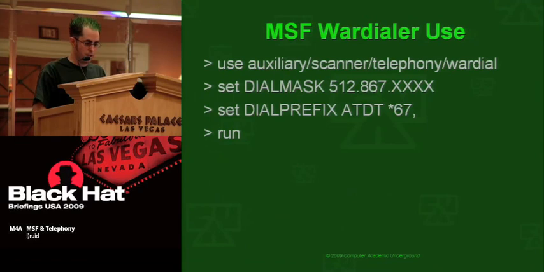So the way you use it is it's set up as an auxiliary module. So you use auxiliary/scanner/telephony/wardial, set your dial mask. You can use either X's or number signs there. It'll translate whichever digits you want to mask out into the numbers that it randomizes. You give it a prefix if you need to do other things, and then you just run it.